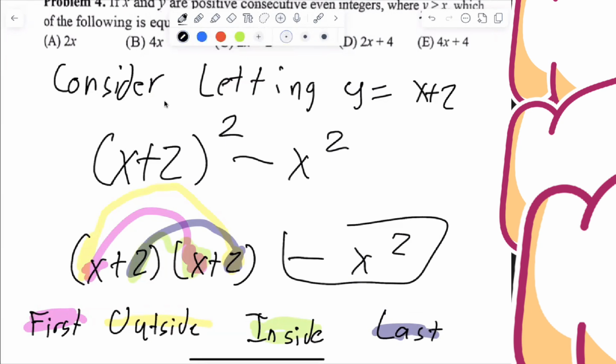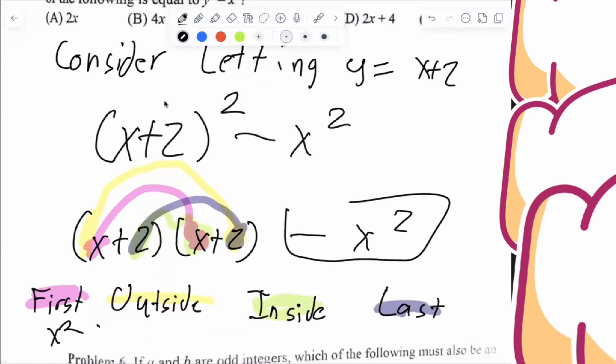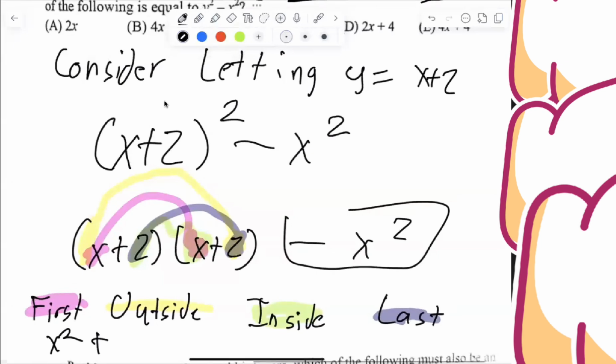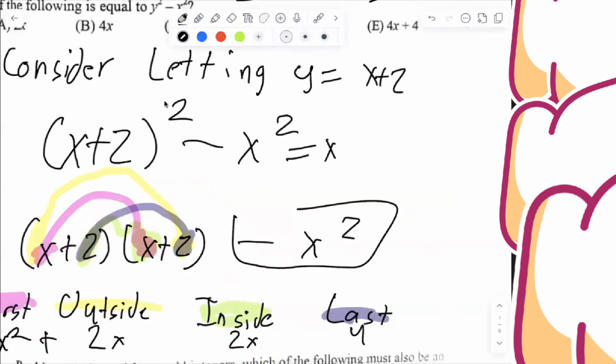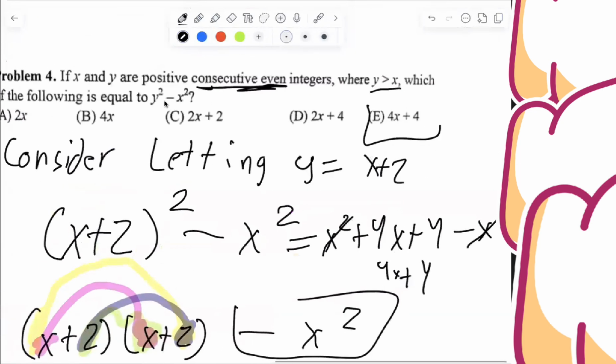So we multiply. First gives you x squared, plus outside, x times 2, gives you 2x. Inside gives you 2x. Last gives you 4. Adding these all up gives you x squared plus 4x plus 4 minus x squared. These two cancel out. X squared minus x squared is 0. And this gives you 4x plus 4. So the answer is E.